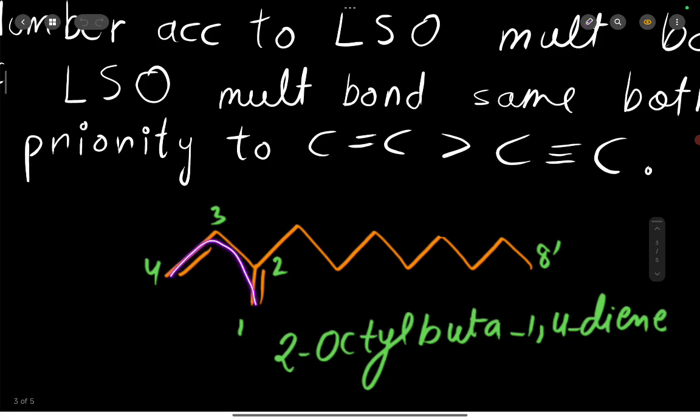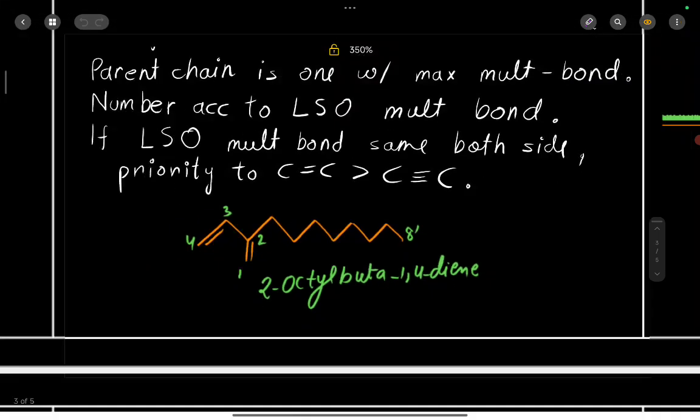Well, now we choose this way because this gives the lowest set to the only substituent here. We did not choose this way, like 1, 2, 3, because this would give 3 to the substituent, but this way gives 2. So only after you have selected the main chain with maximum number of multiple bonds, only then do you move on to the number of carbon atoms or the number of substituents. Okay.